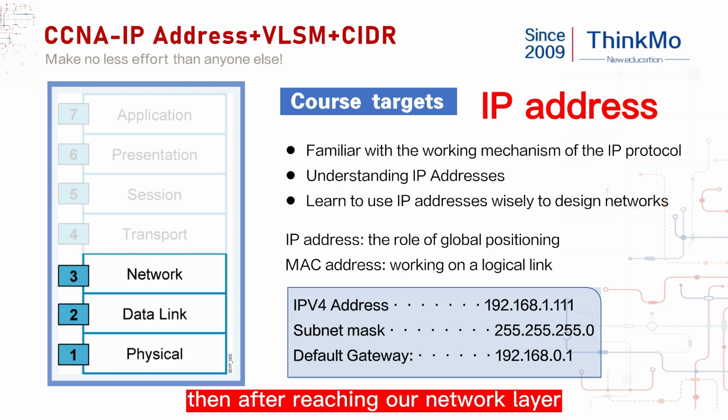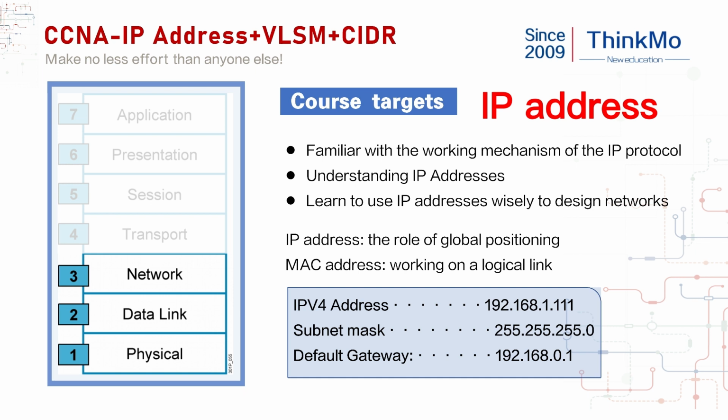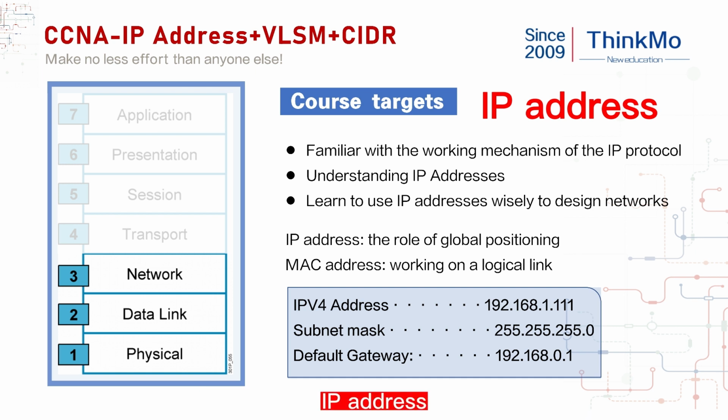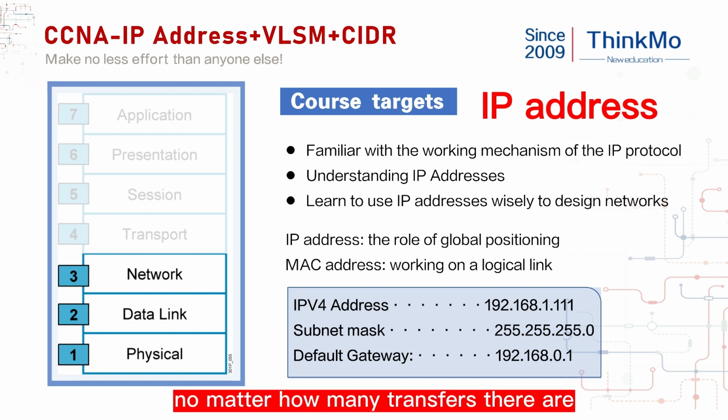Then after reaching our network layer, we're going to open up our eyes. The network layer defines the location of every device, every node, appearing in our network worldwide. Its location is a global concept. The data link layer is relatively smaller in pattern or scope. That is IP address. It's like when we send a courier, the 2 most important parameters are your sender, recipient, and your address. No matter how many transfers there are, the IP address will not be changed.